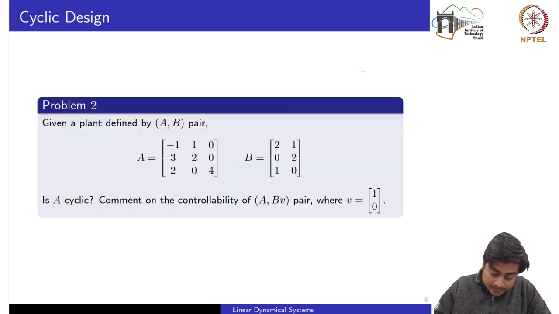Now problem 2. Again we are taking a pair A comma B. The first part remains the same, where we want to check the cyclicity of the matrix A. And here we are now introducing a vector v, 1 comma 0, and now we want to comment on the controllability of the pair A comma B times v. We are discussing these two problems so that finally we can design the multi-input controller.